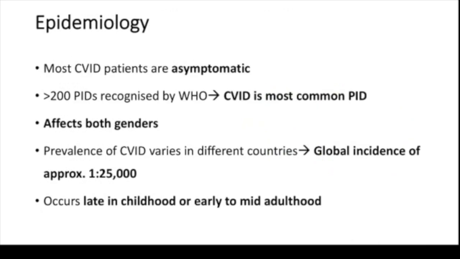A difficulty with CVID patients is that they can be asymptomatic, meaning that they don't show symptoms. This can be quite difficult in determining the exact prevalence of CVID, as it varies quite greatly, especially in different countries. However, the estimated global incidence of CVID is considered to be approximately 1 in 25,000 people. This particular disease also affects both genders equally and is known to be present later in childhood years or early to mid-adulthood.